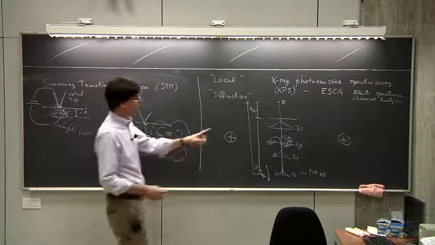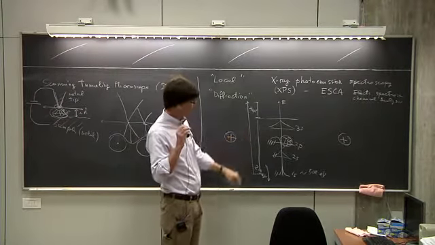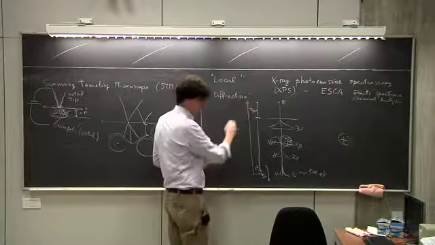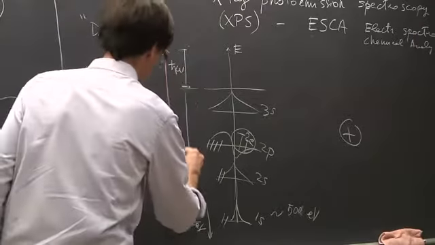The energy of the photon that you send on your sample. Okay? So you send the photon with this energy. So h bar omega is the energy of this photon here.